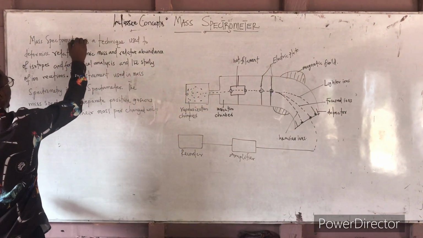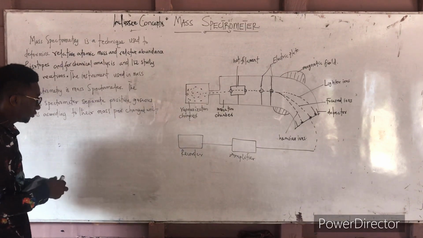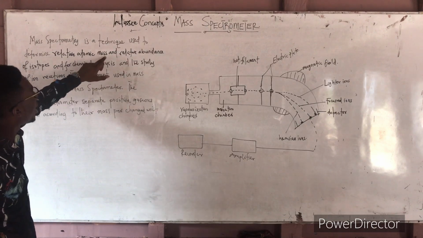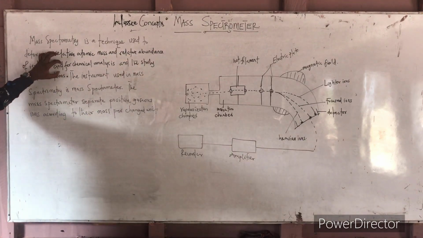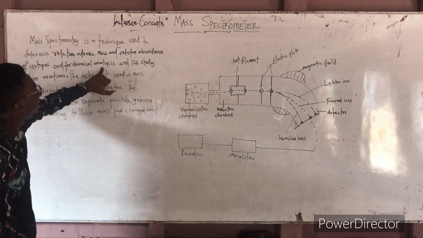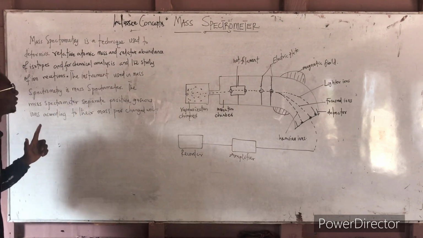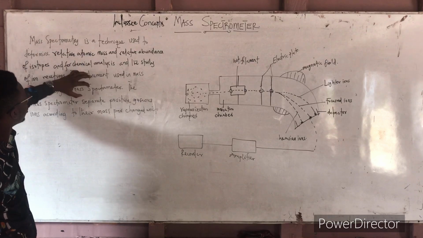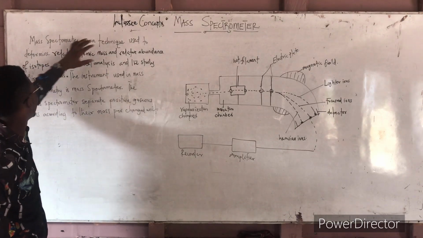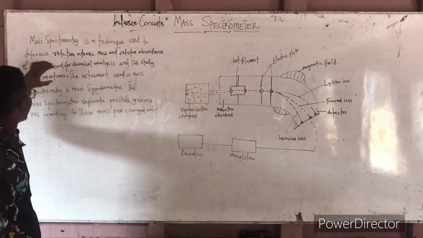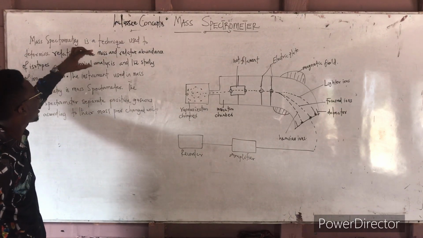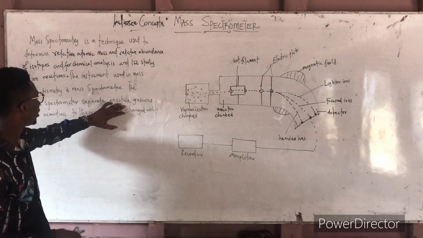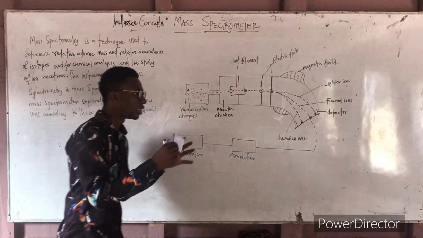So mass spectrometry is a characterization technique used to determine the relative atomic mass and the relative abundance of isotopes, and also for chemical analysis and the study of ion reactions. We use the mass spectrometer, which is the instrument, for mass spectrometry, the technique. The mass spectrometer separates positive gaseous ions according to their mass per charge unit.